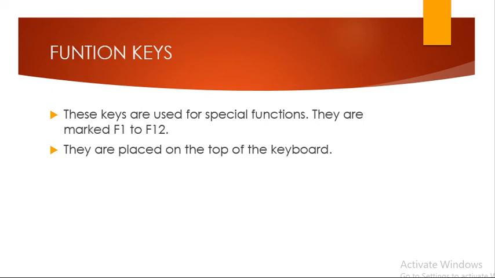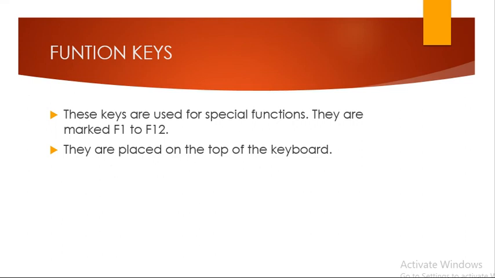Now the next one is function keys. These keys are used for a special function. They are marked from F1 to F12. They are available on the topmost side of a keyboard. They are used for performing many functions, like clearing the screen, saving a particular file, undoing something, closing, locking the computer. So for these types of functions, these keys are used. They are placed on the top of the keyboard.